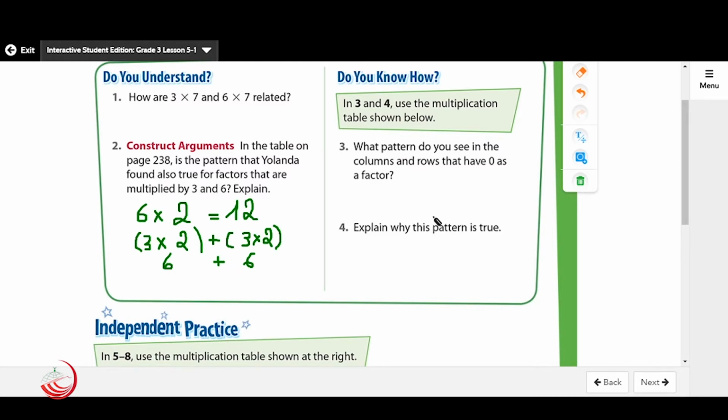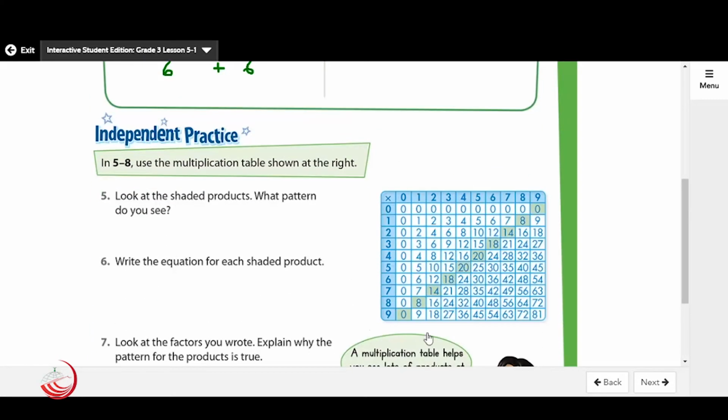What pattern do you see in the columns and rows that have 0 as a factor if we look at this table? I will look here. We agreed that all the unshaded numbers are products. Okay? Now let's move to this 0 as a factor. 0 times 0 equals 0. 0 times 1 equals 0 too. 0 times 2 equals 0. So when 0 is involved in a multiplication equation, the product is always 0. So I can see 0 in the rows and zeros in the columns.